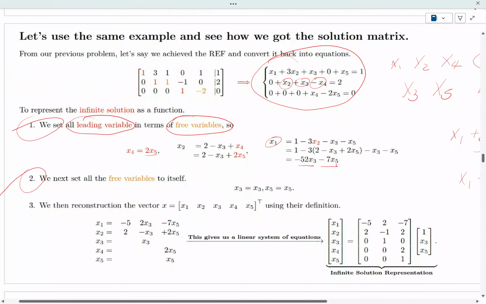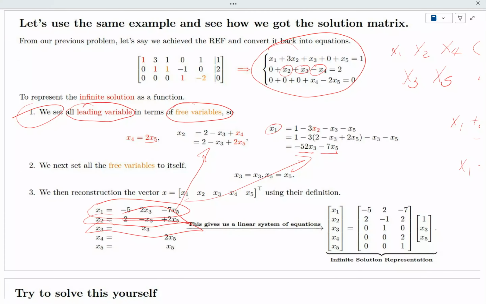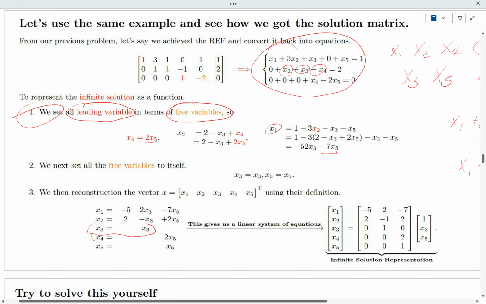Step two, we set all the free variables to itself. So x3 is equal to x3, x5 is equal to x5. Now we have an equation for everything. We know what the equation for x1 is, right? We know x1 because we got it here. We know the equation for x2. We got it from here. We know the equation for x4. We got it from here. And then what is the equation for x3? Well, x3 is just equal to x3. x5 is just equal to x5.